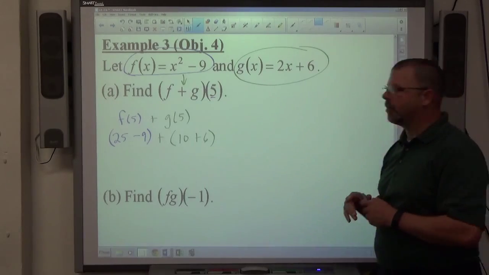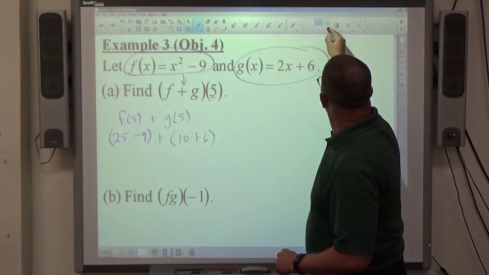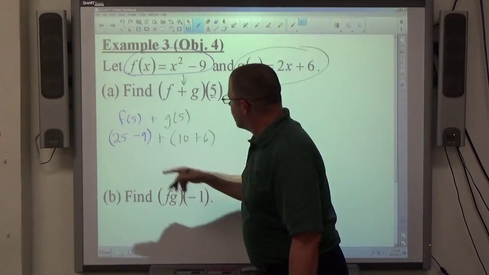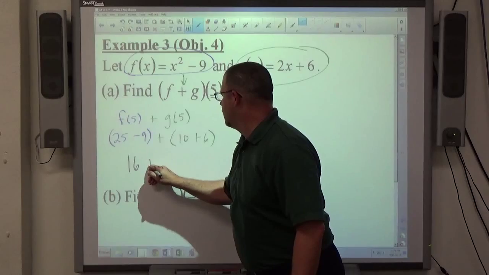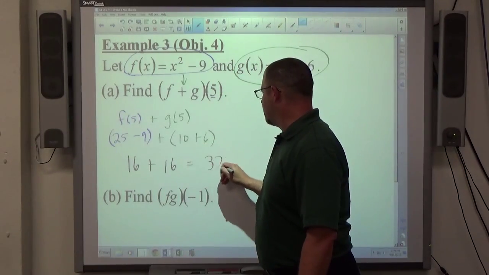I did a little simplification in my head, 5 squared and 2 times 5. Feel free to do that kind of thing. If I simplify both of them, 25 minus 9 equals 16, and 10 plus 6 also equals 16. So f plus g of 5 is going to equal 32.